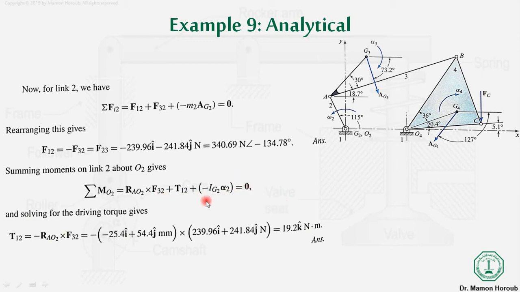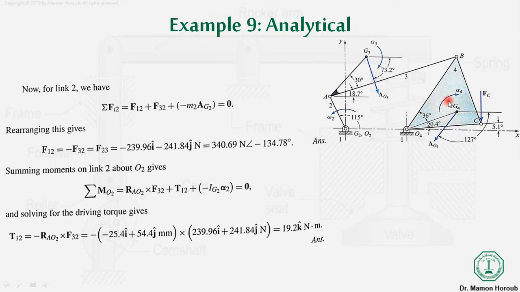Okay, so from here we can find the unknown torque that is applied to link 2. Okay, so how did we solve this question? We were required to find the reaction forces and the moment, that is the torque, that was applied to link 2.